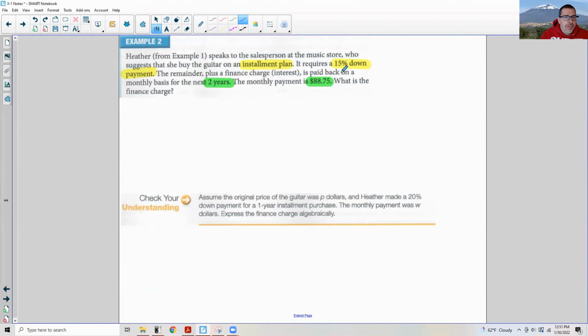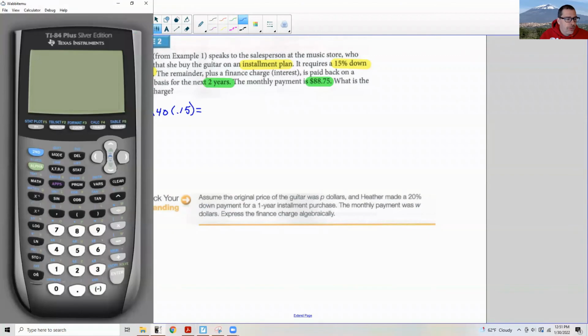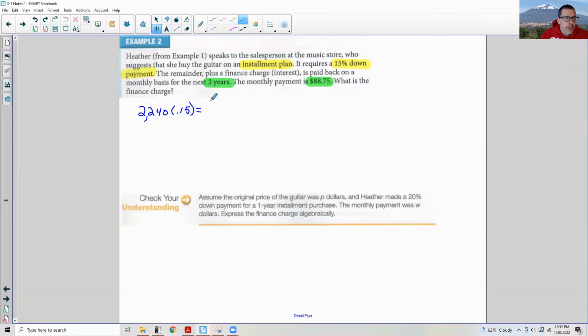So I want to find out what 15% is first. So we take $2,240 times 15%, which is 0.15, equals... Let's see, that'd be 224 plus 112, but let's just do it this way. 2240 times 0.15 is $336 down. Okay, so she's making a down payment of $336.